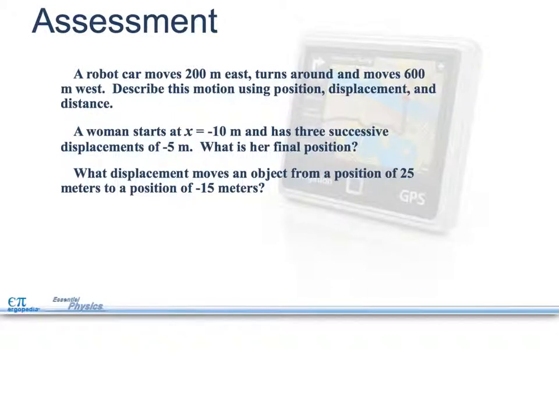Here's your assessment. A robot car moves 200 meters east, turns and moves 600 meters west. Describe the motion using position, displacement, and distance. A woman starts at x equal to negative 10 meters and has 3 successive displacements of negative 5 meters. What is her final position? What displacement moves an object from a position of 25 meters to a position of negative 15 meters?